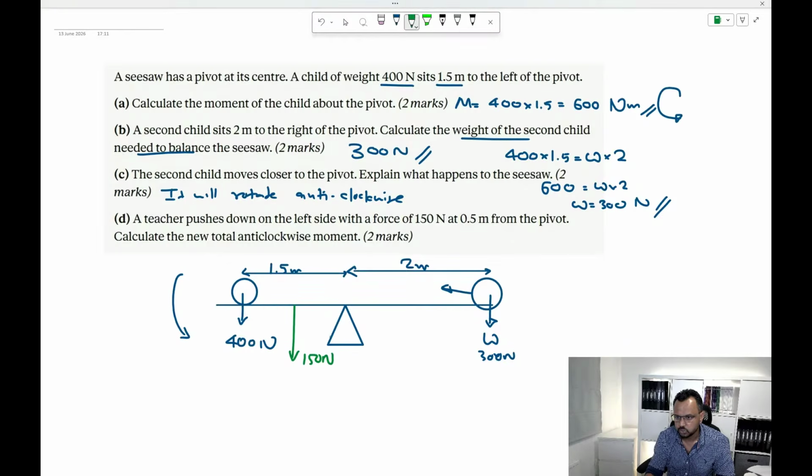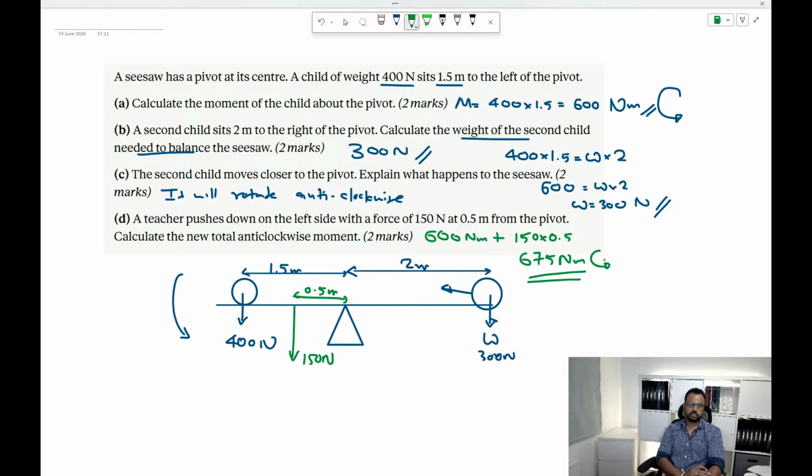150 newtons, and this is half a meter. Calculate the new total clockwise, anti-clockwise moment. Okay. Now, the 600 newton meters from earlier is there. The teacher is pushing with 150 newtons at 0.5. So 150 times 0.5, that is half of 150, 75. So 675 newton meters is the answer.